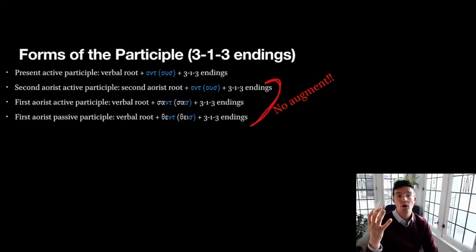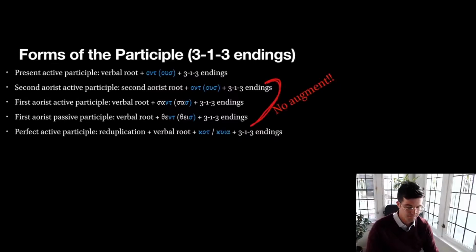The augment only occurs in the indicative mood. This is going to be important, and it's going to be really helpful for your identification of different moods. And I'll say that again. The augment only occurs in the indicative mood. So we don't have the augment here because participles are not indicative verbs. Therefore, they do not get augmented to indicate past time.